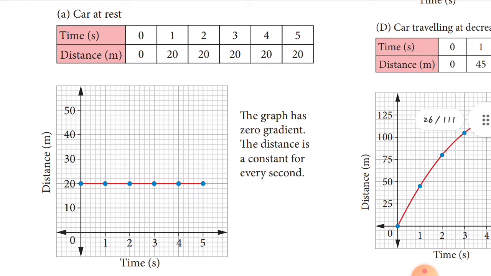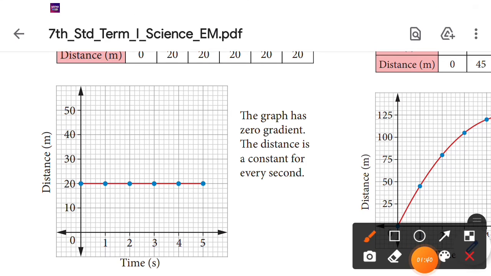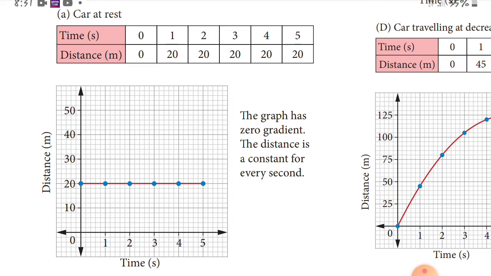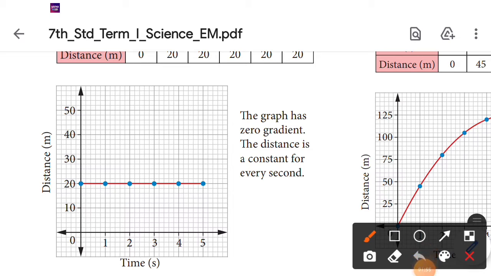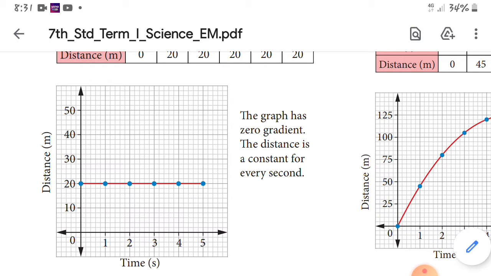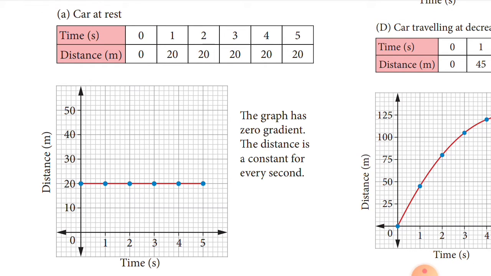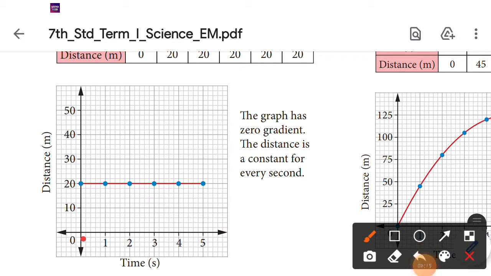And see this graph, children. You have to write here. On the x-axis you have to plot time, so this is the x-axis, and this is called the y-axis. Is this clear to you, children? Here time is given 0 to 5, so you have to plot 0 to 5 here.